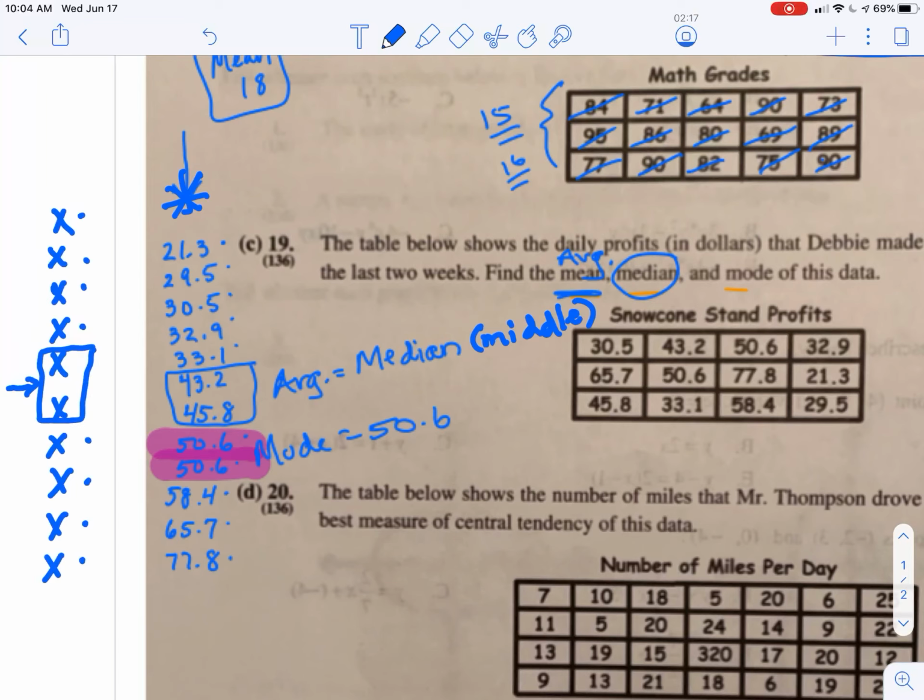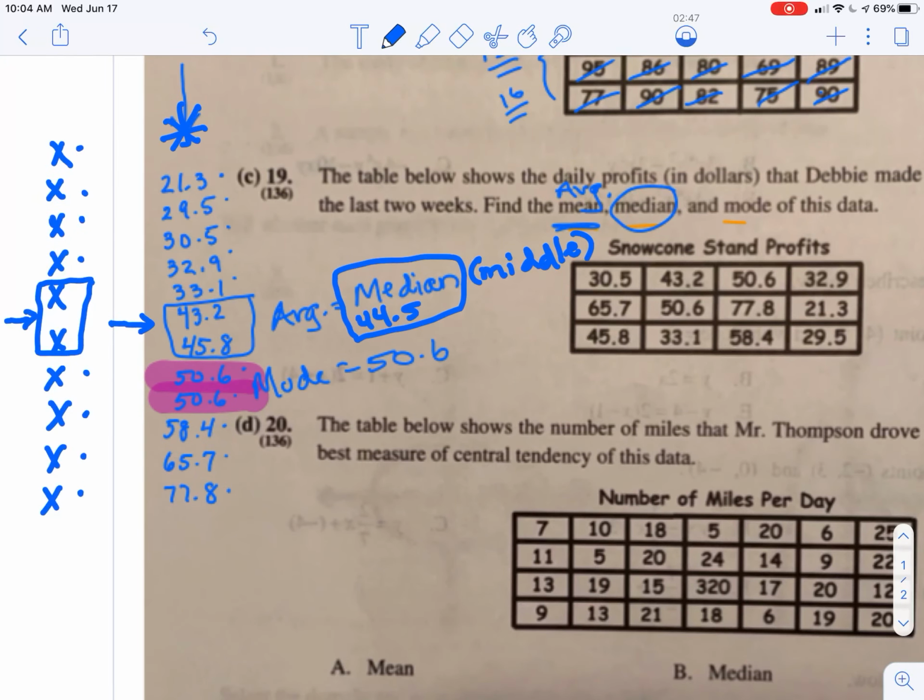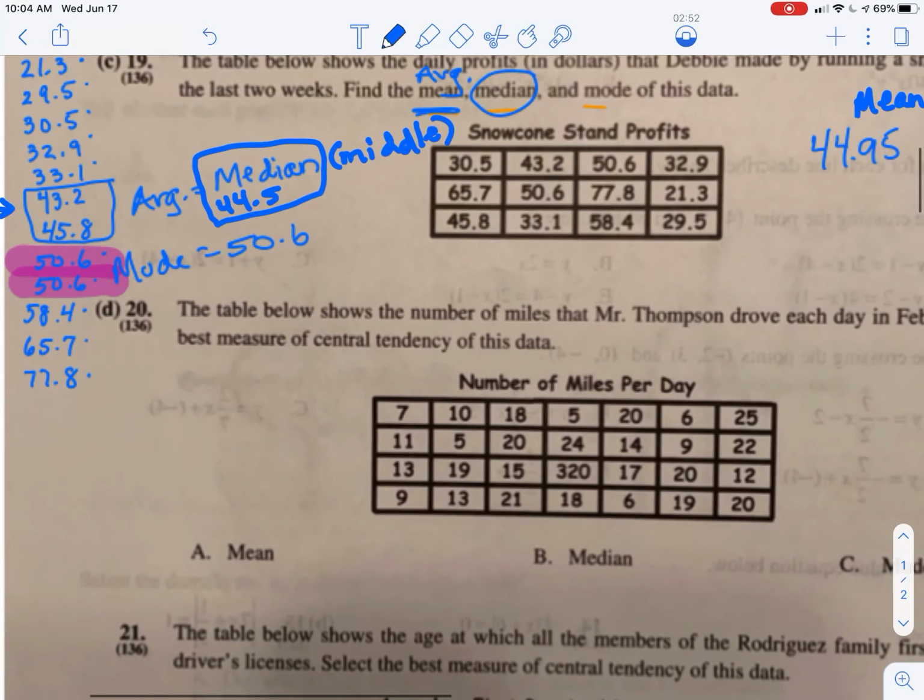You simply take both of those numbers, like I'm doing right over here in this set of data. You add them together and you find the average. Okay, so in this case, the average on number 19 of those 2 numbers would be 44.5. You just add them up, 43.2 plus 45.8, and divide it by 2, and that is your median. It's getting a little bit messy, I apologize. And then we talked about the mode, meaning most. And 50.6 is the number that occurs the most in number 19.